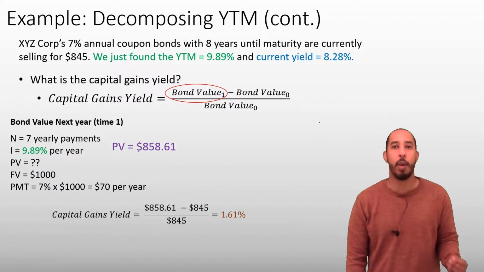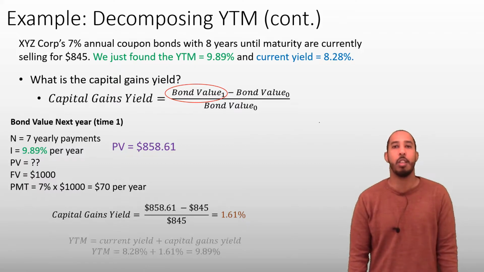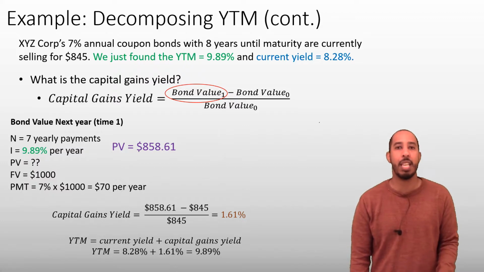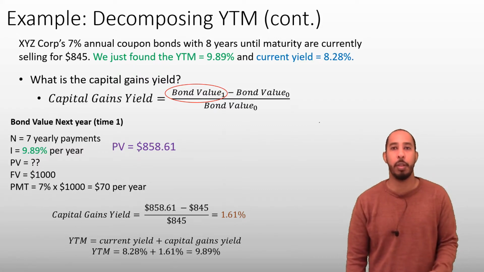So out of the 9.89% total yield to maturity on this bond, 1.61 of that is coming from capital gains. You'll notice that if we sum the two components together, the current yield of 8.28% plus the capital gains yield of 1.61% is going to equal the yield to maturity of 9.89%. This occurs because we just broke up the total return of this bond into its separate components.